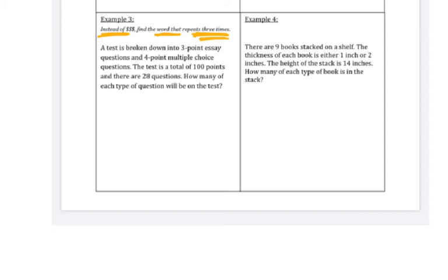So it says a test is broken down into 3-point essay questions and 4-point multiple choice questions. The test is worth a total of 100 points, and there are 28 questions. How many of each type of question will be on the test? So we have, I'm going to call it X and Y for this one, because variables can't be numbers, so I'll use X and Y. So X is my 3-point question and Y is my 4-point question.